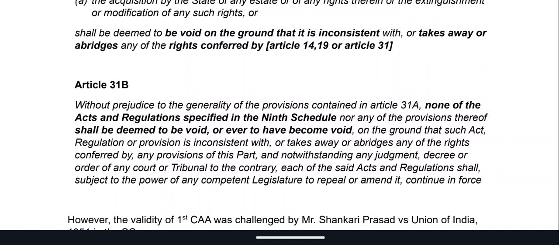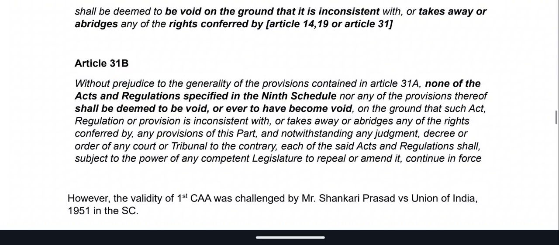Now the Bihar Land Reform Act, I put it in the ninth schedule. Can the judiciary come and review the compensation which I have provided? The answer is no, because it was there in the ninth schedule. Who is saying that if any enactment is in the ninth schedule, the judiciary can't come and review whether any fundamental rights are being taken away or abridged? It is article 31b. Simply speaking, if any enactment is in the ninth schedule, even though it is violating the fundamental rights, the judiciary cannot do anything, is the crux of article 31b.